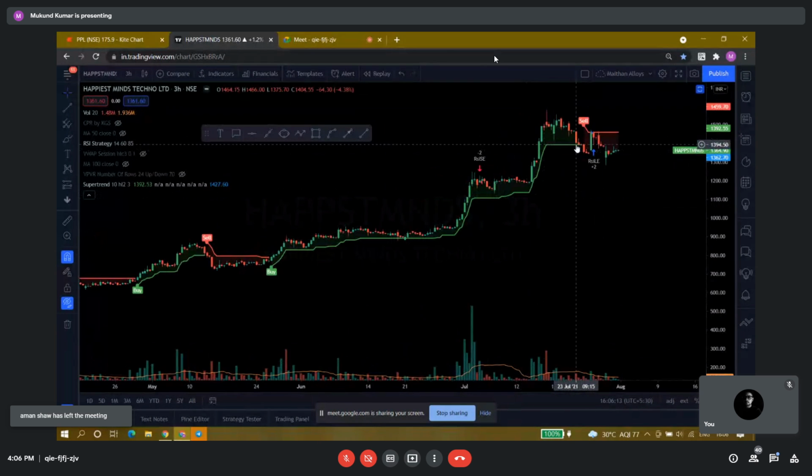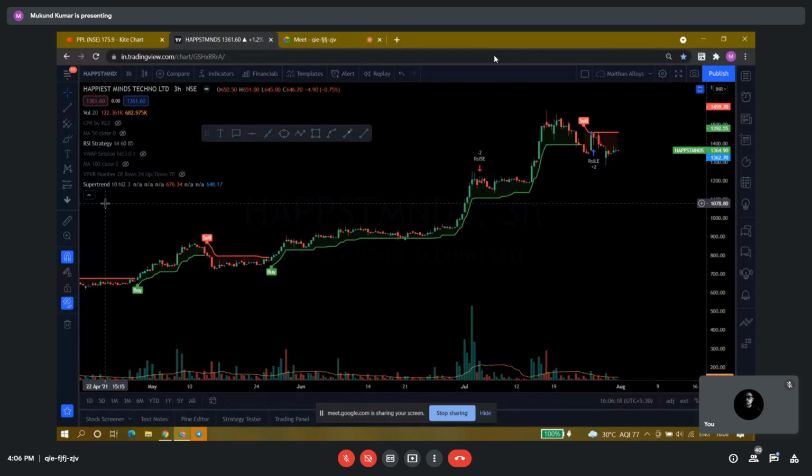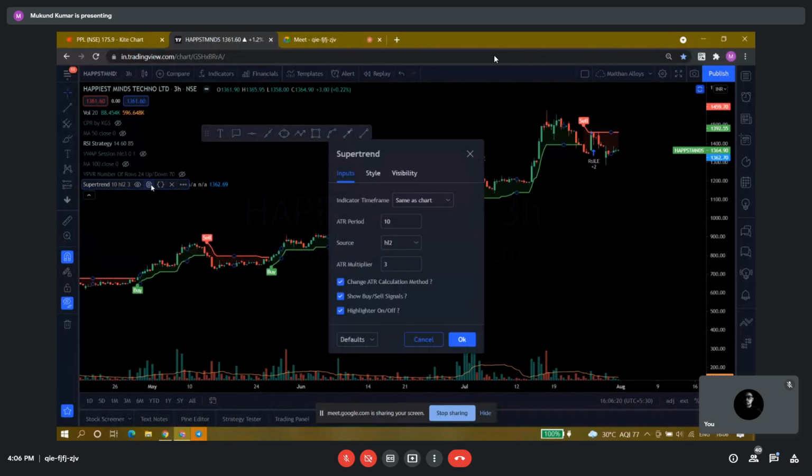Okay, it indicates clearly. Is it the Supertrend, 10 by 2.5? Yeah, I'm using Supertrend on Zerodha only. But did you use the settings at 10 by 2.5? Okay, fine. Can you do 10 by 2.5?